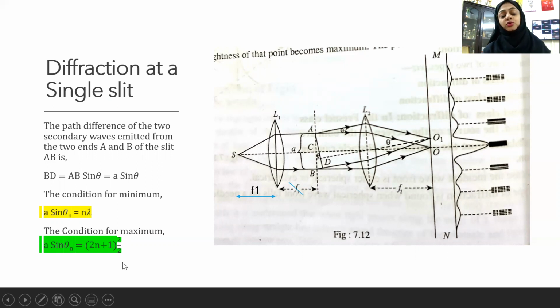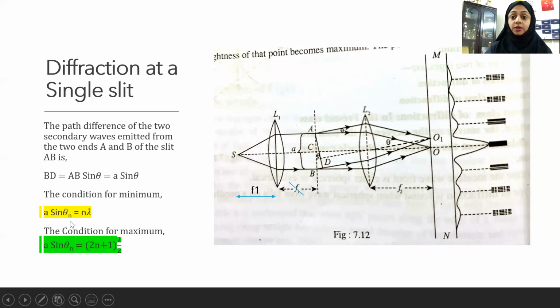We are not going into the derivation of this, but in order to remember this condition for diffraction, you can contrast it with the conditions for interference. For interference, the condition for maxima was a sine theta is equal to n lambda. Now it is the reverse for diffraction. The condition for minimum is a sine theta is equal to n lambda.